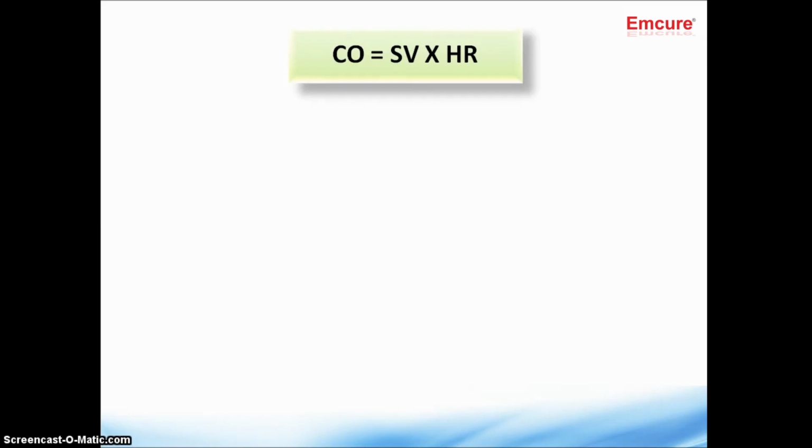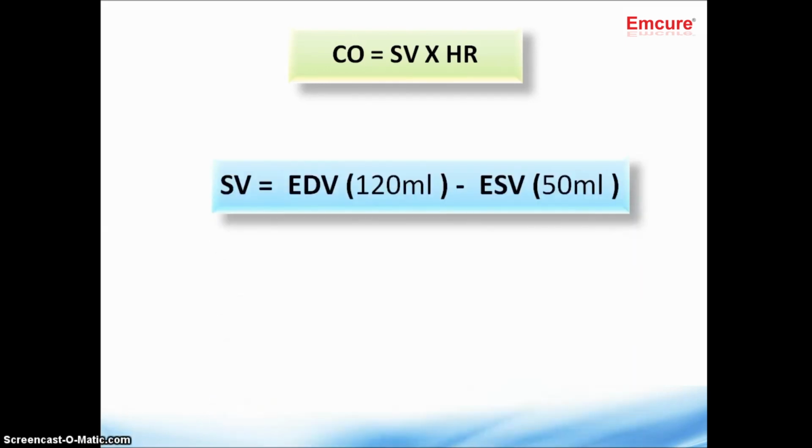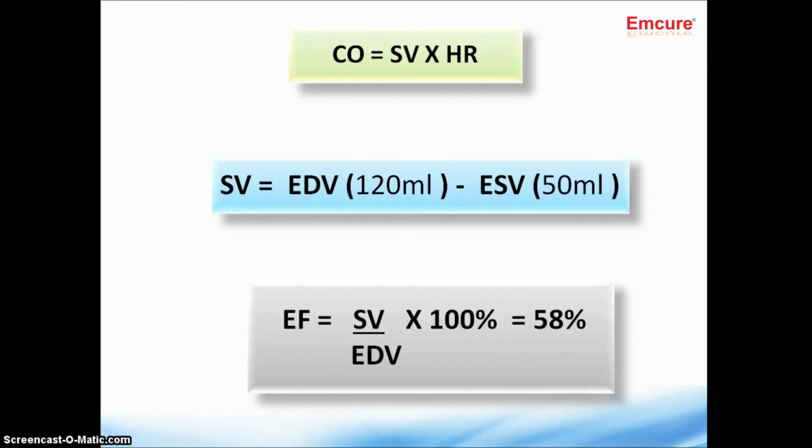What is cardiac output? Now this is a mathematical formula. Cardiac output equals stroke volume multiplied by heart rate. Stroke volume equals end diastolic volume minus end systolic volume, and this equals approximately 70 milliliters. What is ejection fraction equal to? A ratio of stroke volume to end diastolic volume multiplied by 100 equals 58%.